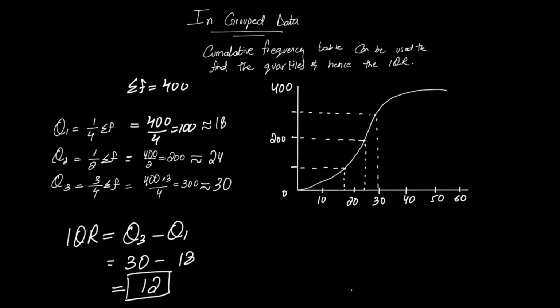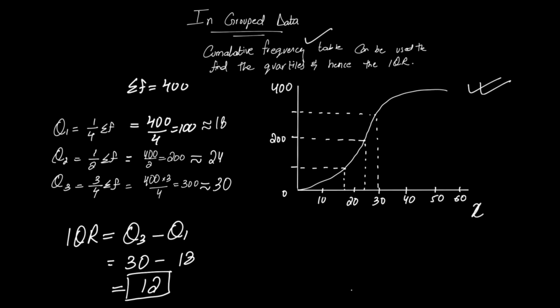Okay, so now let's look at how to find the quartiles in grouped data. First of all, we'll have to either draw a cumulative frequency graph or we'll be given one. So this is what it looks like. This is basically the frequency and it is cumulative, that means that it keeps on adding, and this is the x values.